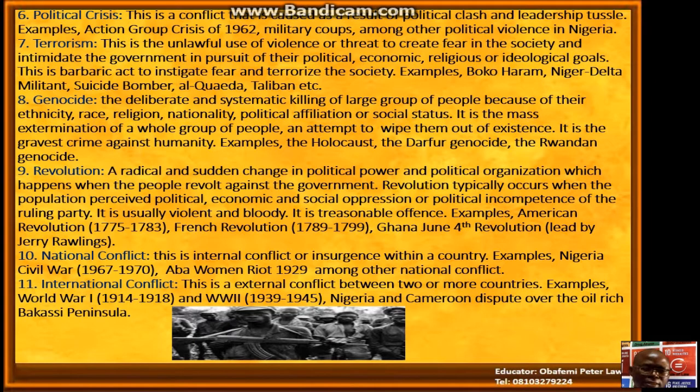And the next one is national conflict. Just as the name implies, it is internal conflict or insurgency within a country. Examples are the Nigerian Civil War between 1967 to 1970, the Aba Women's Riot of 1929, among other national conflicts, which might be political, which might be ethnic, which might be religious, that happen within that country.